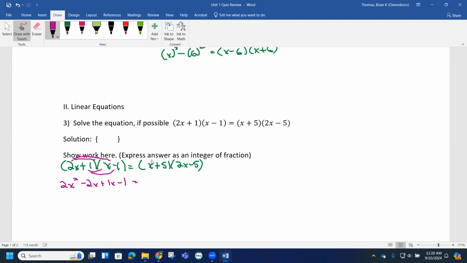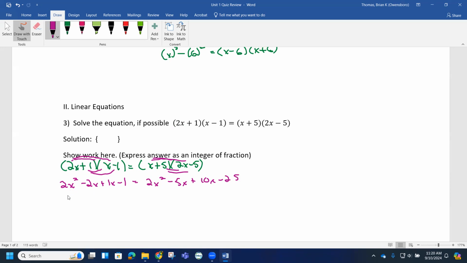And similar over here, I'm going to be doing the same thing, multiplying this x through and this 5 through. So it's going to give me a 2x squared minus 5x and then a plus 10x minus 25. So the next thing we need to do is start simplifying.